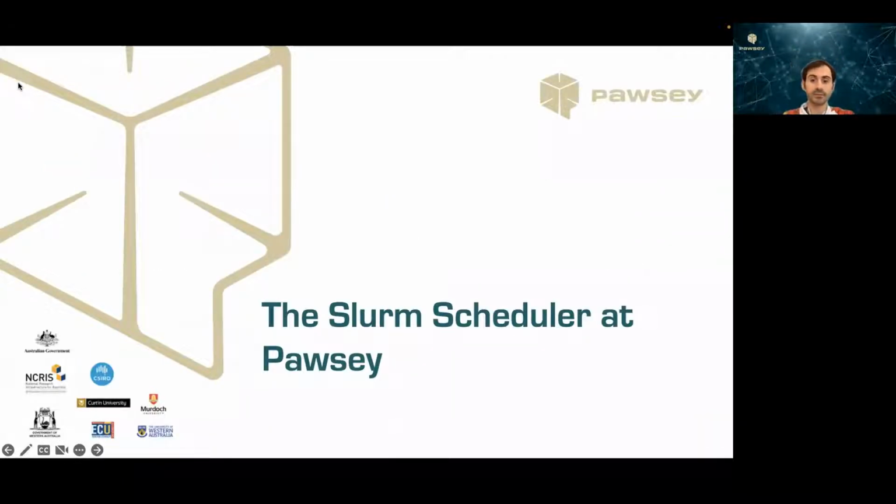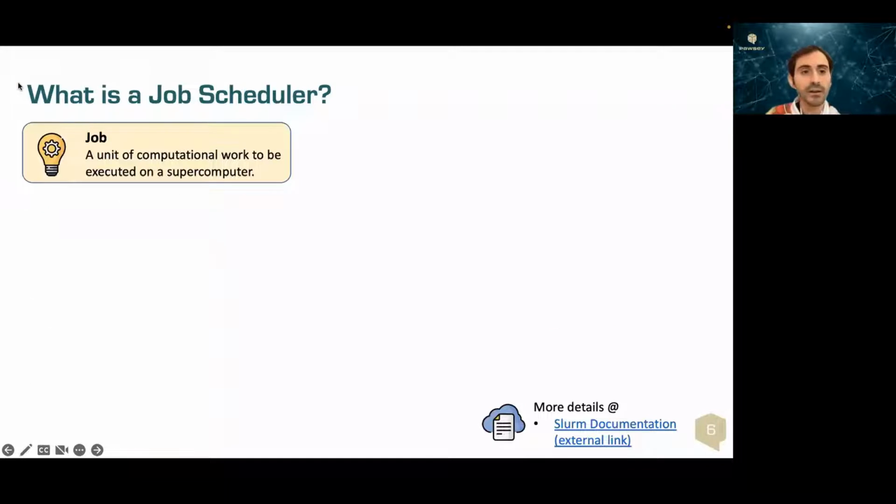So, the Slurm Scheduler at Pawsey. In the previous session, we talked about a supercomputer being a shared infrastructure, and how we define an accounting model to measure usage of resources. Now we make use of compute allocations to partition available compute resources across the user base. The missing bit is the job scheduler.